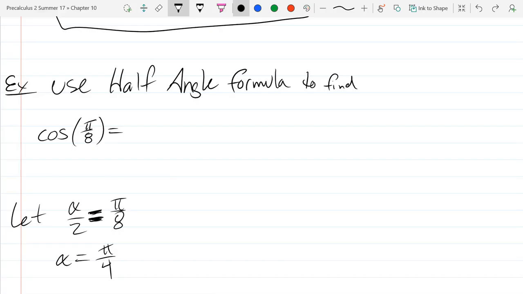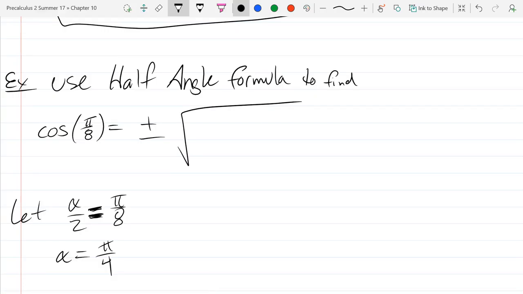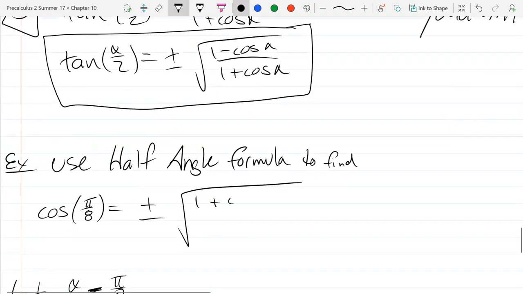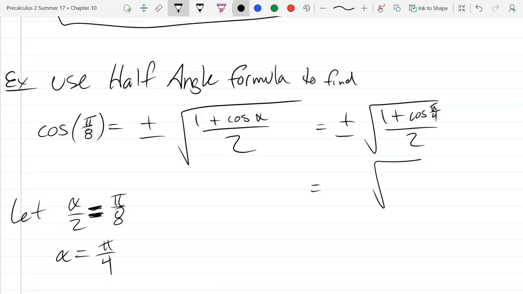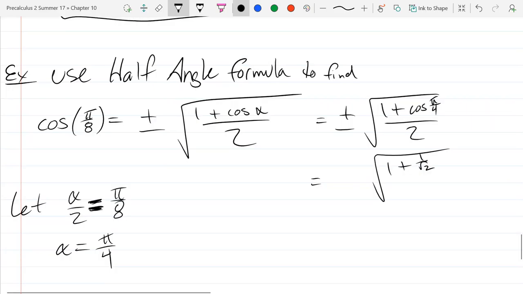And what next? We're going to use this plus minus square root. I don't know why it keeps scrolling down. So this is cos, where are we? Square root of 1 plus cos alpha over 2. We will need to decide plus or minus. Cos alpha is cos pi over 4. That's why we just figured out what alpha was. All right, cos pi over 4 is 1 over square root 2, or square root 2 over 2.